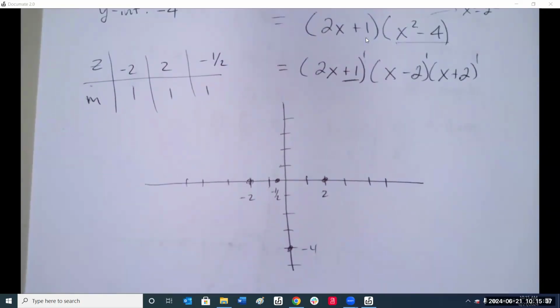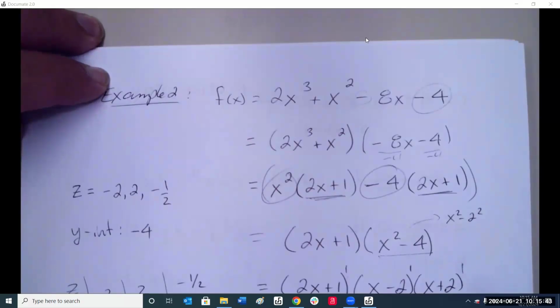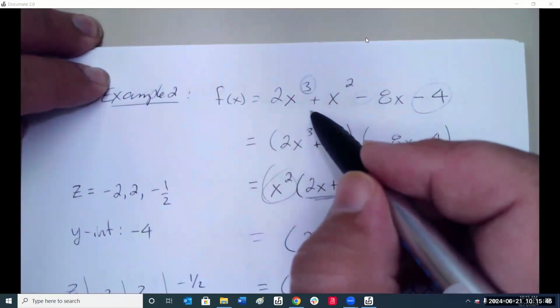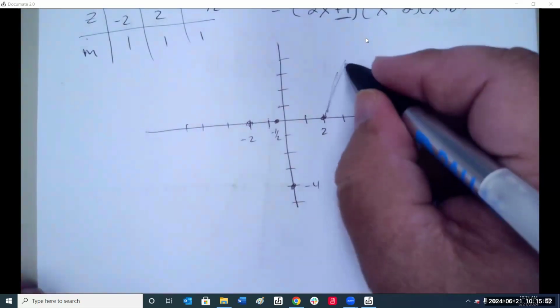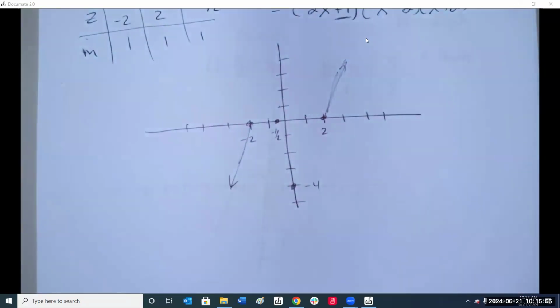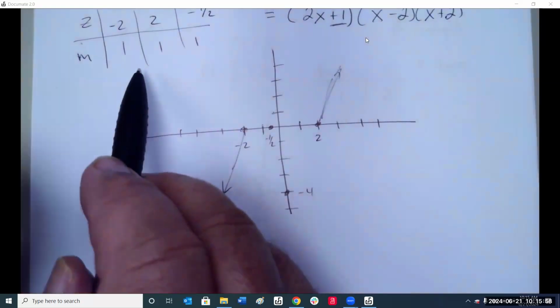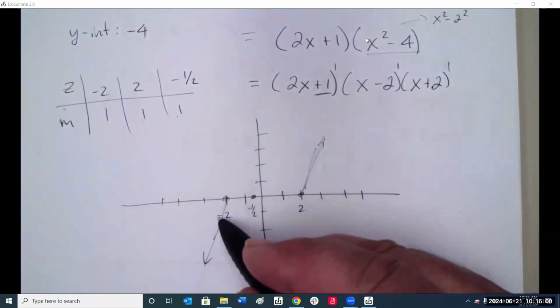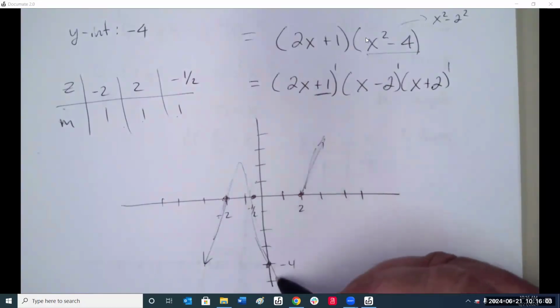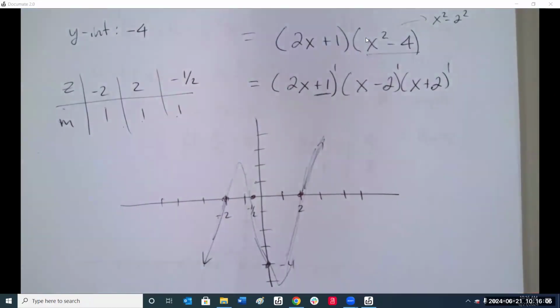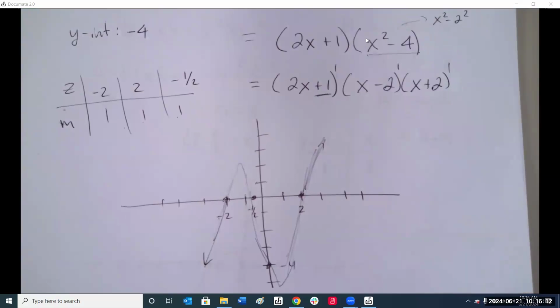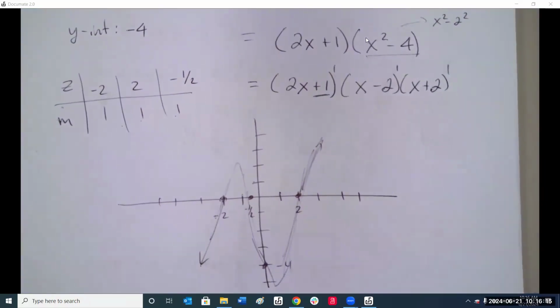It's a cubic function. The shape of the curve is opposite direction. Very good. So opposite direction, increasing. So this side goes up, this side goes down. And since the multiplicities are all odd, they cross in all of them. Here's your graph. Pretty straightforward. So that's so far.